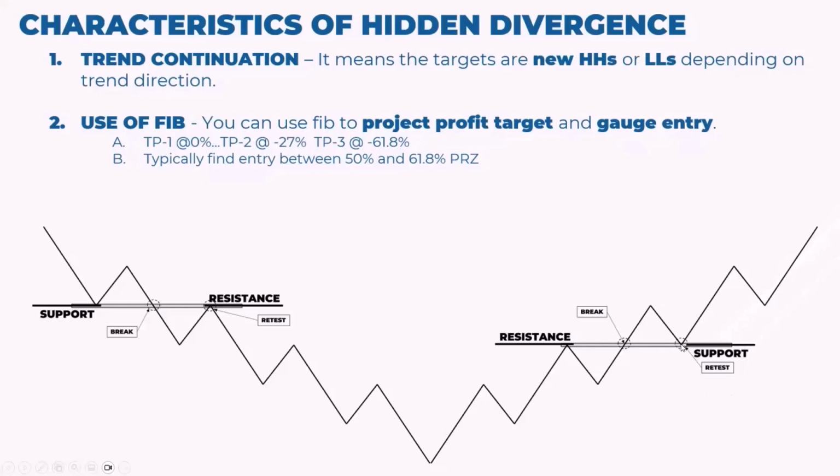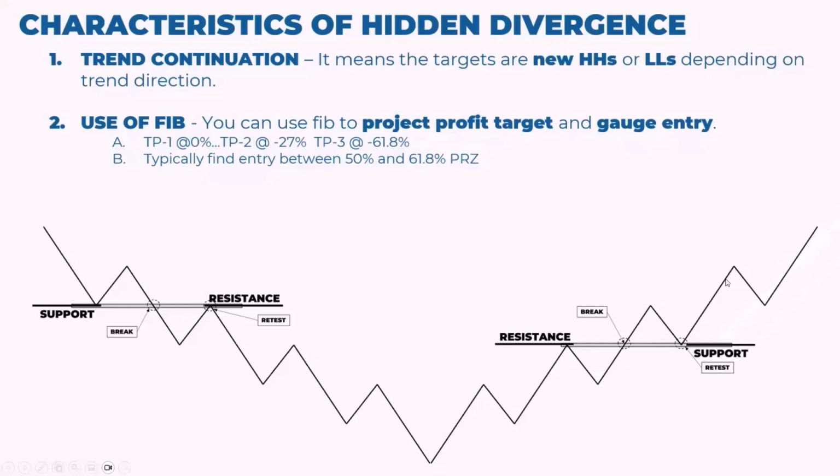But what it's saying is that my first take profit level should be at an equal high of the last high. So if I'm here, I should at least go up to the equal high with hidden divergence. And if that breaks, I should continue to go up to at least the negative 27% fib level.